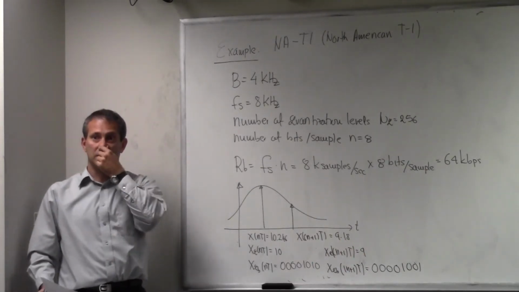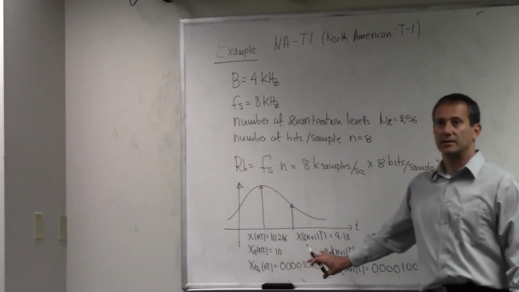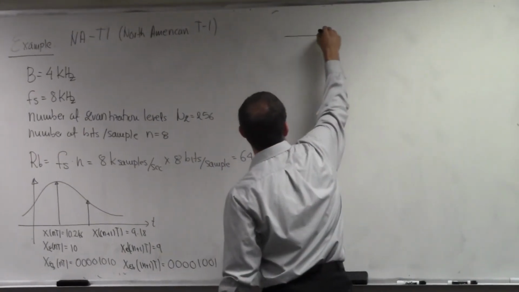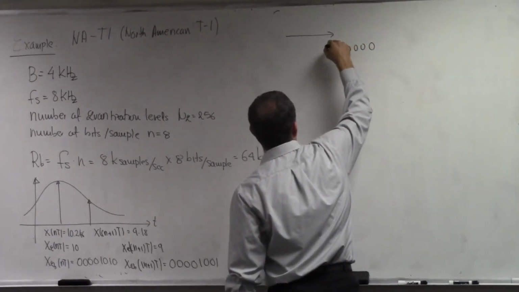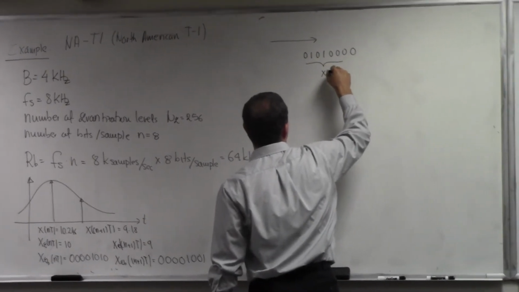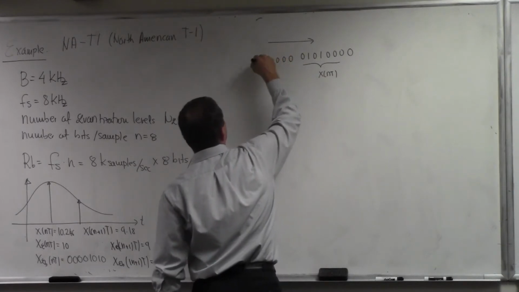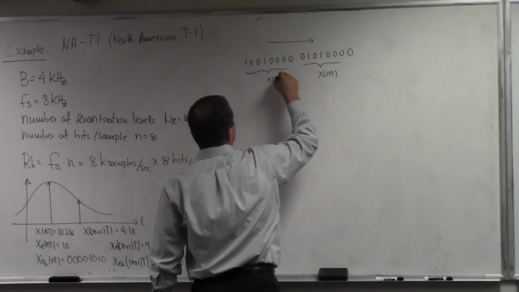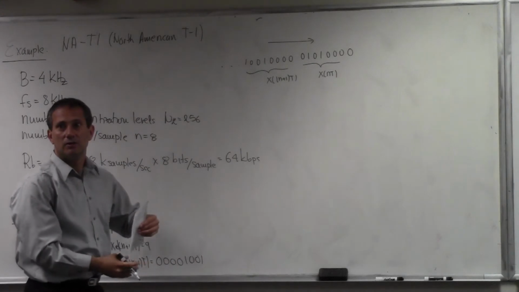Now, going back to your question, this is all happening at the baseband. So if I look at these 2 samples, and I'm advancing this way, then I have 0, 0, 0, 0, 1, 0, 1, 0. This is your first sample, x of nT. And then the next one is 0, 0, 0, 0, 1, 0, 0, 1. So this is your x of n plus 1 T, and then so on. So this is what I'm sending to the line.